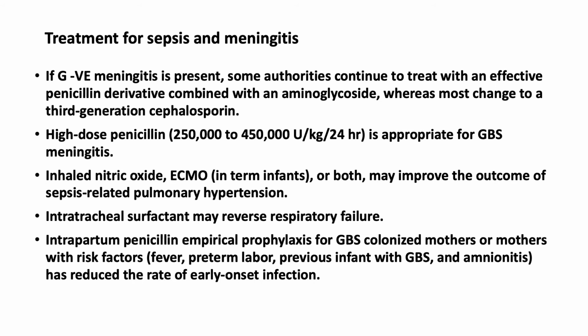Inhaled nitric oxide, ECMO, or both may improve the outcome of sepsis-related pulmonary hypertension, and both of them are not available in Iraq. Intratracheal surfactant may reverse respiratory failure, and we mentioned that surfactant is used in respiratory distress syndrome, but there are other uses in developed countries, because they have the money, they can use it for pneumonia and for other conditions like pulmonary hemorrhage. Intrapartum penicillin empirical prophylaxis for group B streptococcal carrier mothers or mothers with risk factors has reduced the rate of early onset infection.